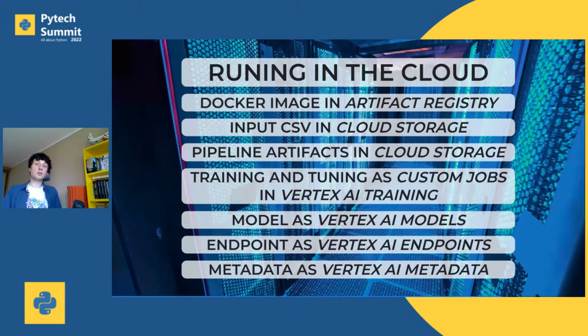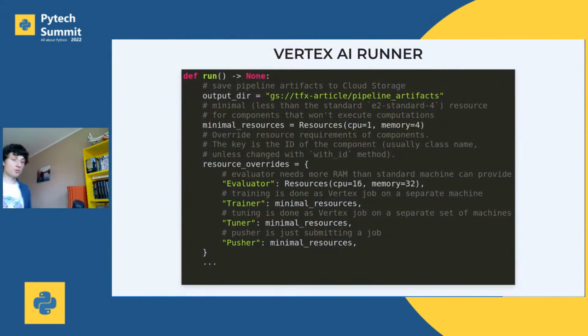The training and tuning are going to be executing as custom jobs on Vertex AI Training. The model is going to end up as a Vertex AI model. The endpoint is going to end up as a Vertex AI endpoint. And metadata is going to be stored in the Vertex AI metadata service. How do we go about creating a runner for this? It's also not much harder, we just need to provide a little bit more configuration.